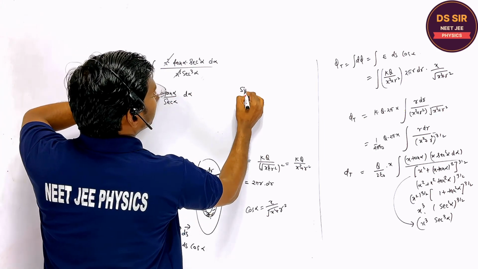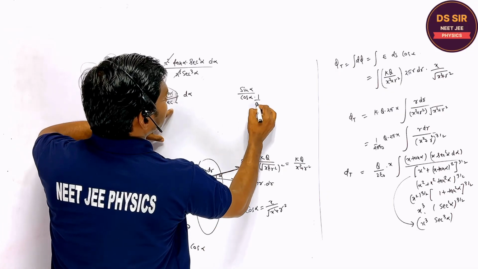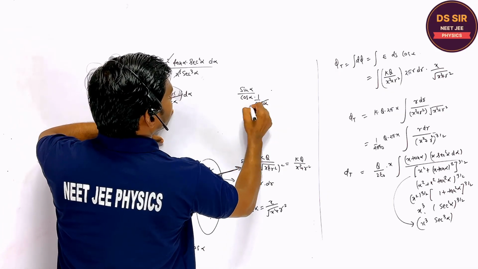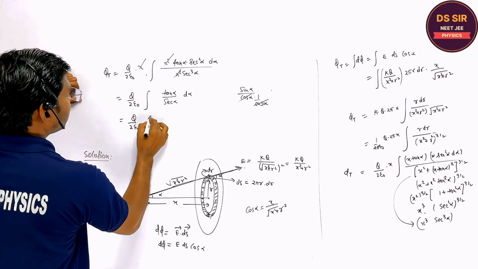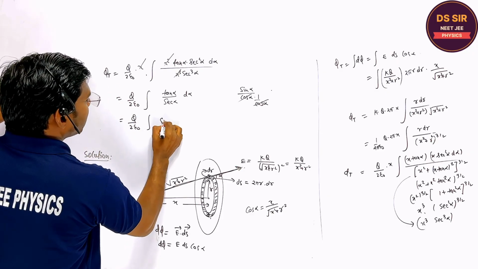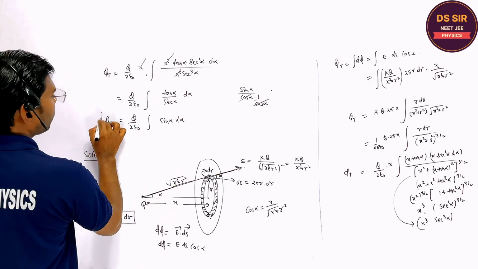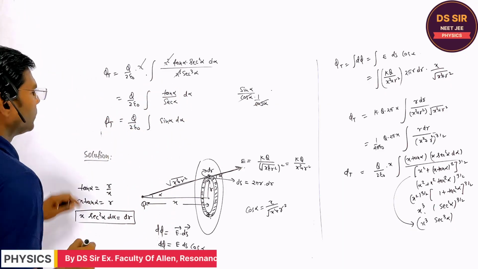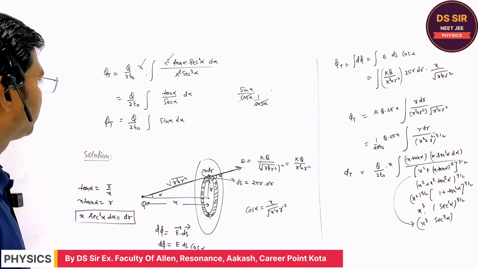Tan alpha is nothing but sin alpha upon cos alpha, and sec alpha is nothing but 1 upon cos alpha, so it cancels out. So here what will be left? Only the sin alpha will be left. Is it clear or not? So this is the total flux, right, in terms of alpha. Now you can integrate. How to integrate the alpha, right?